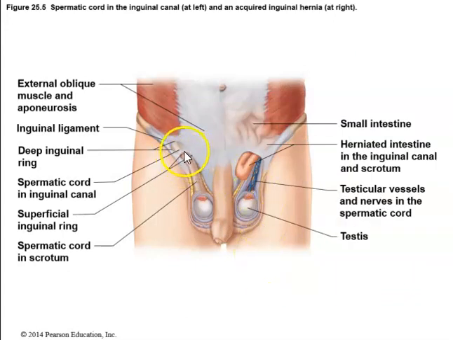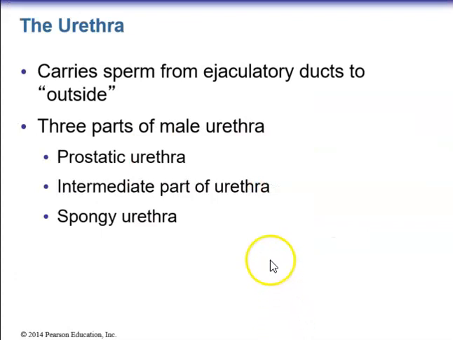So we can see the spermatic cord entering the pelvis, allowing for those structures within the spermatic cord to enter the pelvis through the inguinal canal. Now, if we have herniations, meaning an outpouching that occurs, usually this is due to a weakening of the muscles within the lower abdomen. So we can have herniation of intestine in the inguinal canal and scrotum. And usually this is pretty painful.